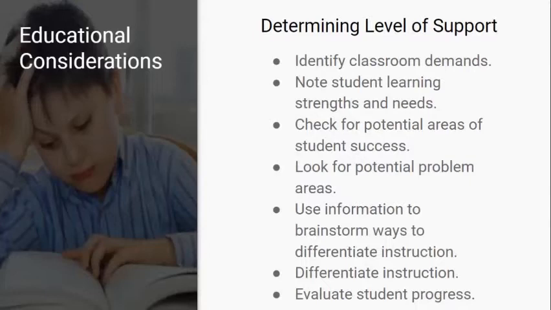And one of the first steps in considering the educational needs of these students is determining their level of support. And that's usually done by identifying the classroom demands, noting the strengths and needs of the student, looking for their problem areas and where they're good, and brainstorming and finding ways to differentiate instruction in the classroom to ensure student progress and success.